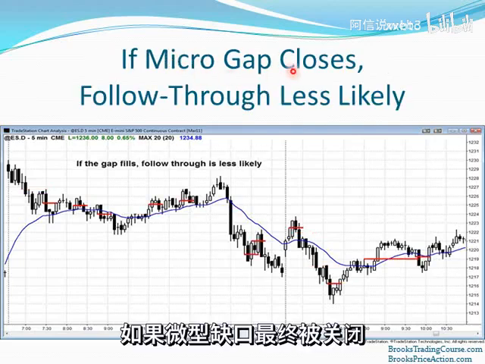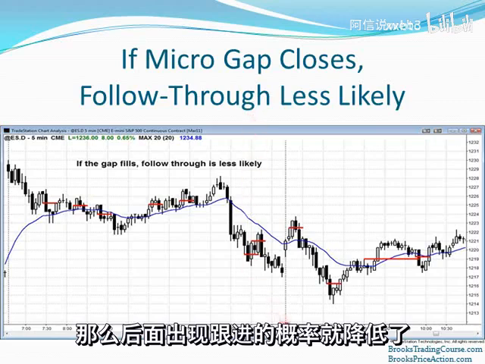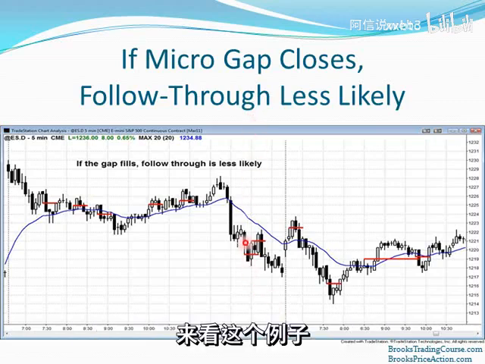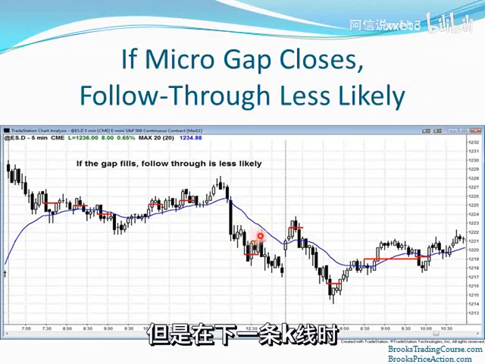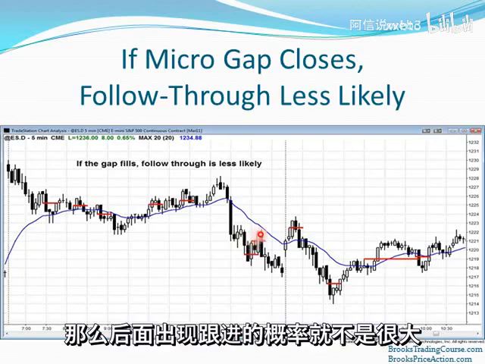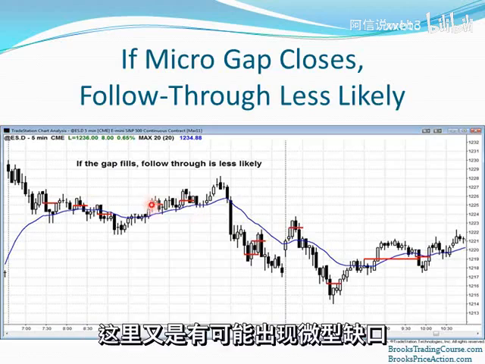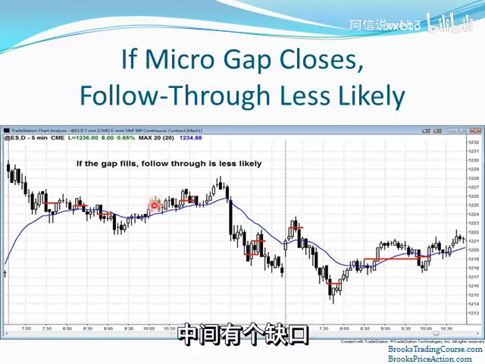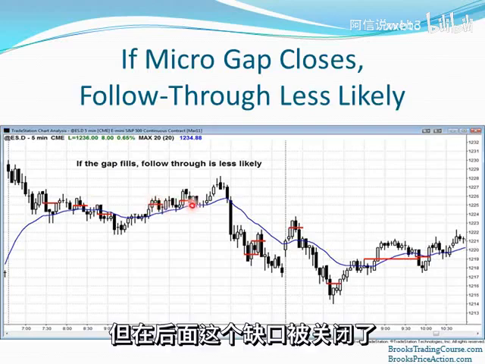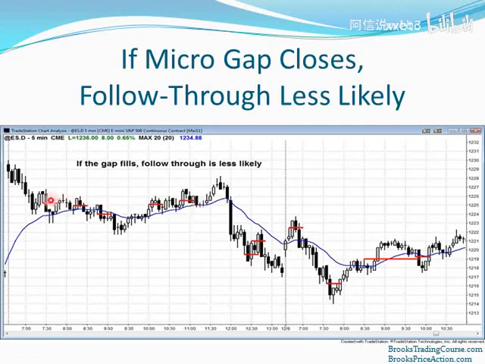If a micro gap closes, follow through becomes less likely. So for example, we have a gap down here, a trend bar here, a low and a high. There's a gap in here, but it closed on the next bar, so chances are not much follow through. Here's an attempt at a micro gap, the low of the bar before, the high of the bar after. There's a gap in between, it closed, and the trend afterwards was not all that strong.